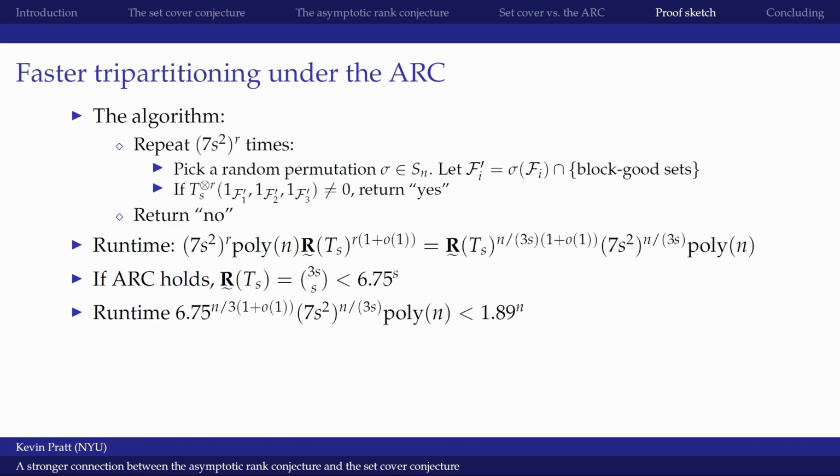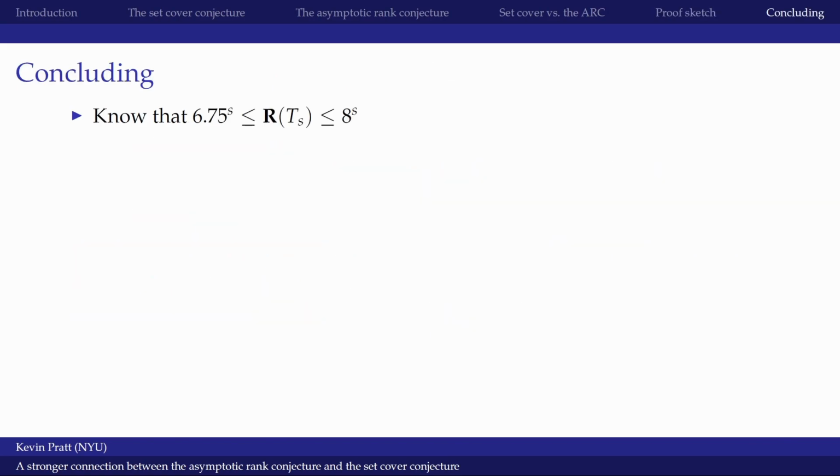And if we take s and n to be sufficiently large constants, this is at most 1.89 to the n, which proves the claim that the asymptotic rank conjecture gives a 1.89 to the n time algorithm for balanced tripartitioning. Okay, so in conclusion, we've shown that good asymptotic rank bounds on the tensor T sub s can potentially be used to refute the set cover conjecture.